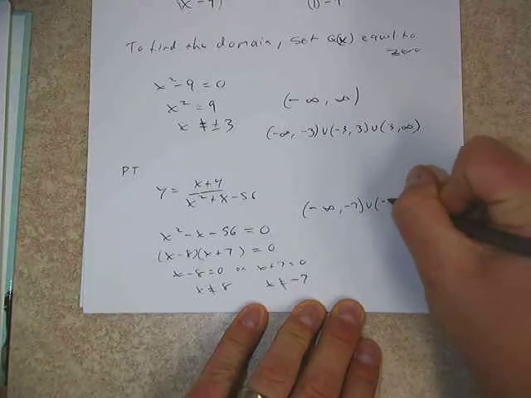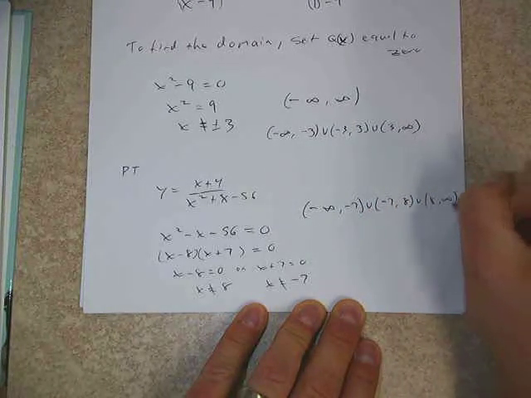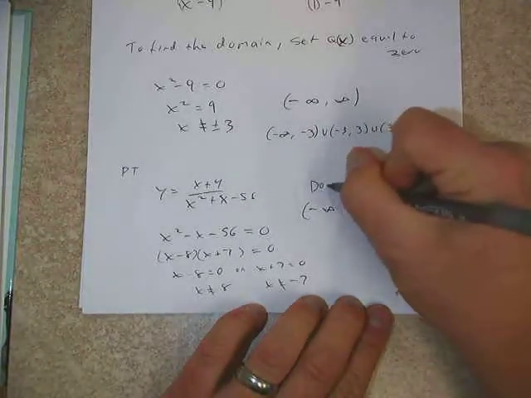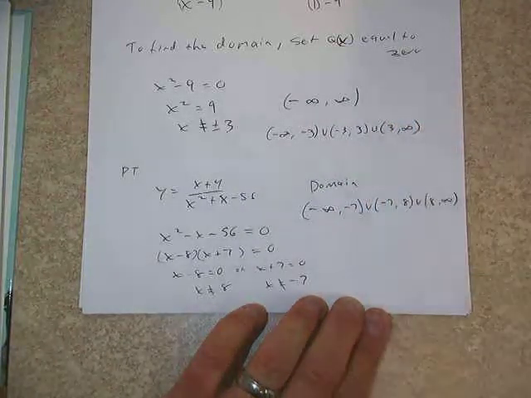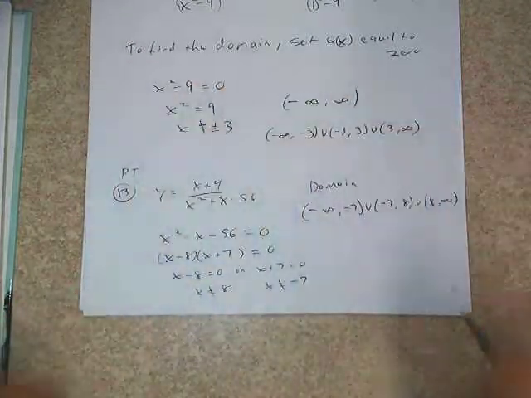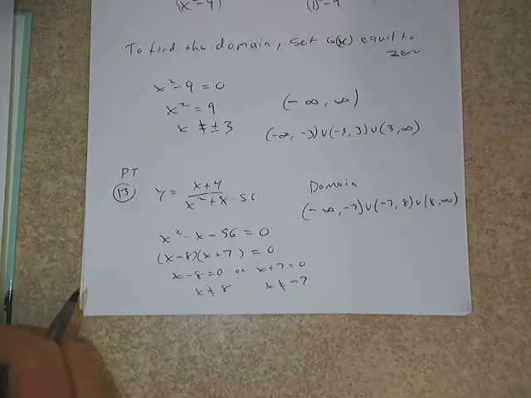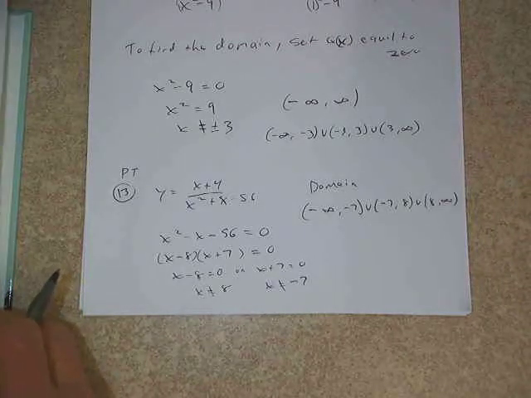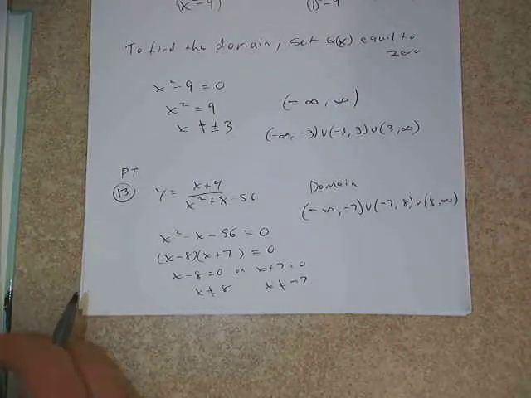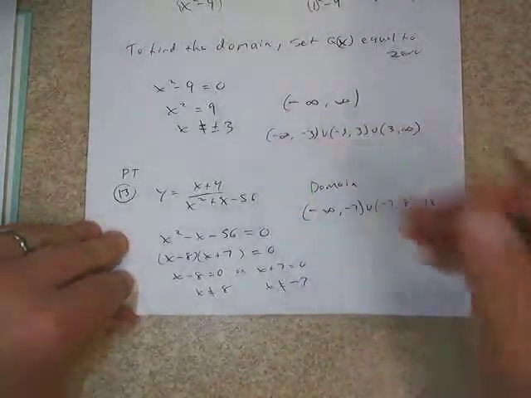So how do we write this in interval notation? Again, we want to exclude these two numbers. So we start with negative infinity, go to negative 7, then negative 7 to 8, and then finally 8 to infinity. And that is the domain of our equation here, number 13. So again, this is practice test number 13. Okay. All right.